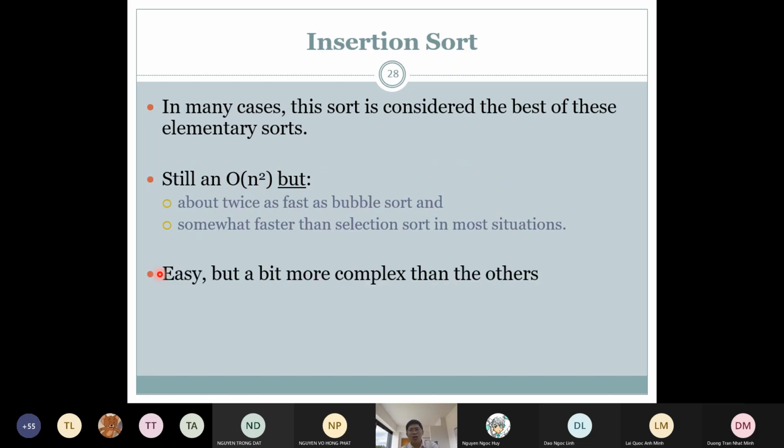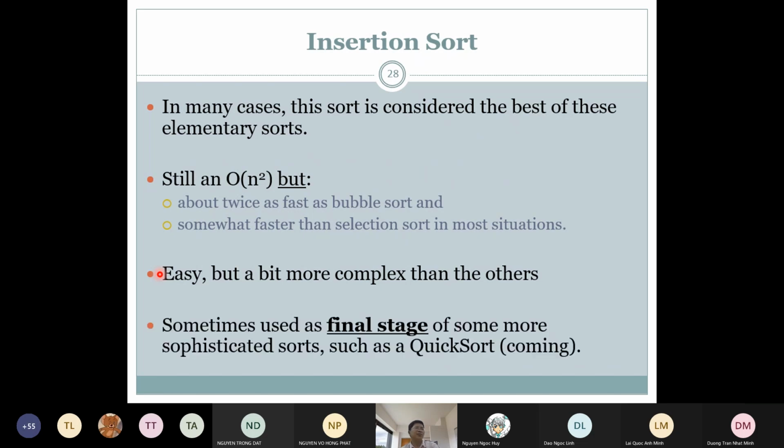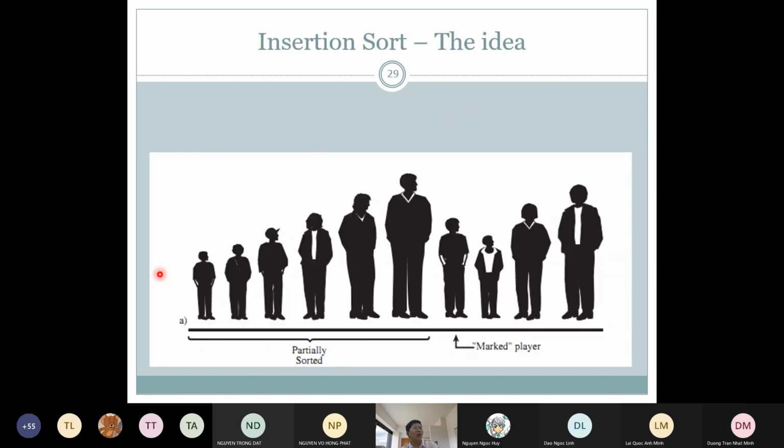So you see, this algorithm is, let's say, the best among the 3 simplest algorithms. Of course, if we want to get better performance, we have to handle things smarter, which means our code is a bit more complex than the others. And people will use it to finalize some different sorting algorithms like quick sort or other sophisticated sorting algorithms. Okay. Now, be ready.